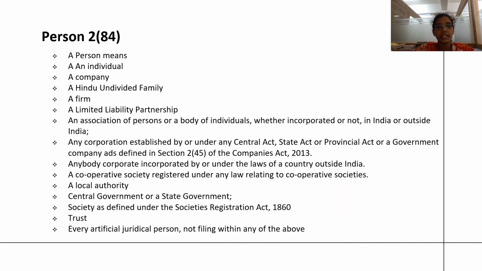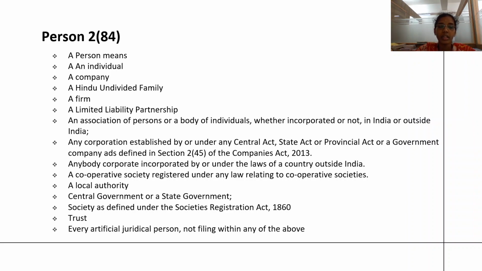Next is the definition of person. This is defined under section 2 subsection 8. A person means an individual, a company, a Hindu undivided family, a firm, an LLP, that is a limited liability partnership, an association of persons or body of individuals, whether incorporated or not, in India or outside India. And any corporation established under a Central Act, State Act, or Provincial Act, or any of the acts of the government, and this is defined in section 2 subsection 45 of the Companies Act 2013.